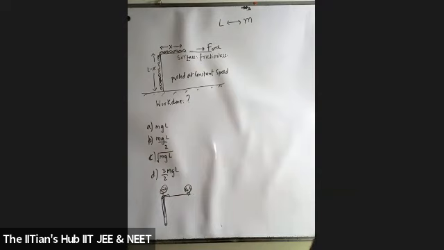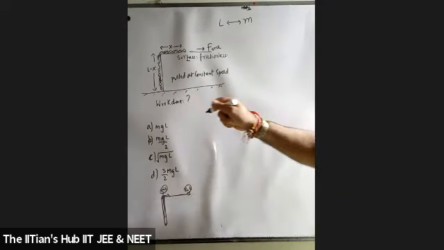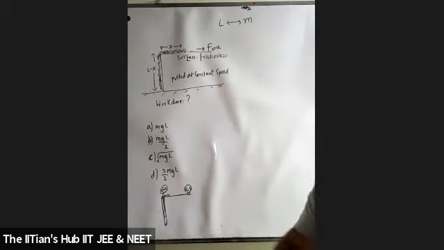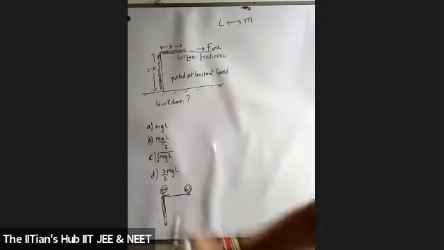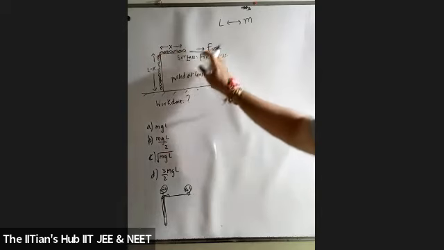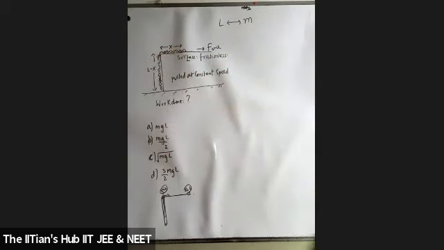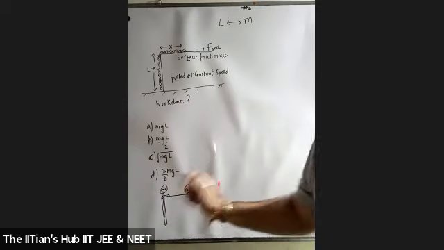Yes, sir. Think that the chain is first hanging fully and then you slowly pull it horizontally. So you have to go for the entire chain to come on the surface. So my limits will be what? Initial limit is 0, final limit is capital L. Are the limits clear, students?